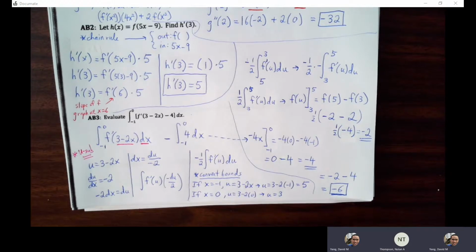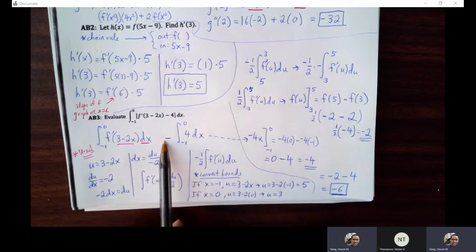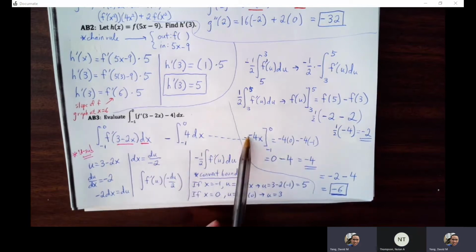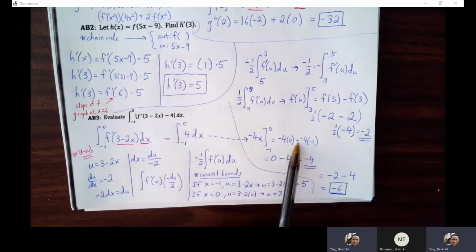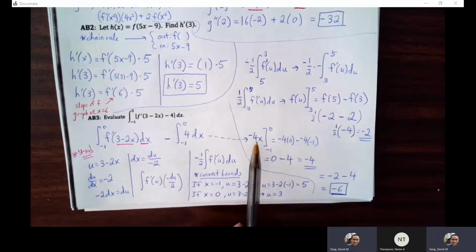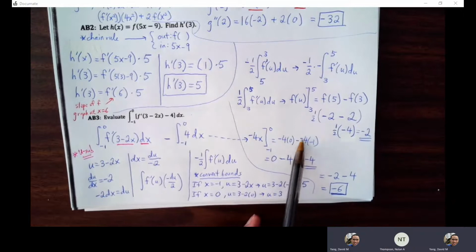Wait, would it be -4 or +4? It'll be -4 because there's a minus sign in front. Yeah. So that negative is going to be part of my expression, but it's going to be upper bound minus lower bound. So there's a minus between the two expressions. There's a negative with the 4x, and there's a negative with the x. All right.